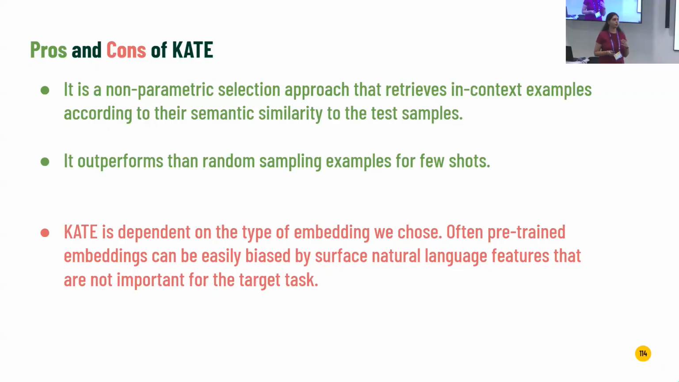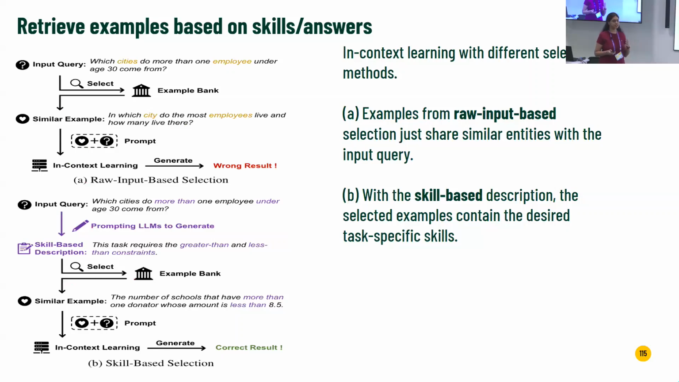which is why we move on to skill-based KNN, which is based on the skills. So suppose your input query is, which cities do more than one employee under the age of 30 come from, and suppose the in-context examples are, in which city do the most employees live and how many live there. As you can see, these are task-based questions, and seeking semantic similarity between the questions will not lead to a good answer, which is what we refer to as a raw input based selection technique. Here we are more interested in the skills.